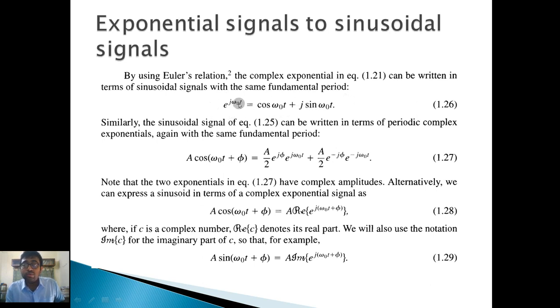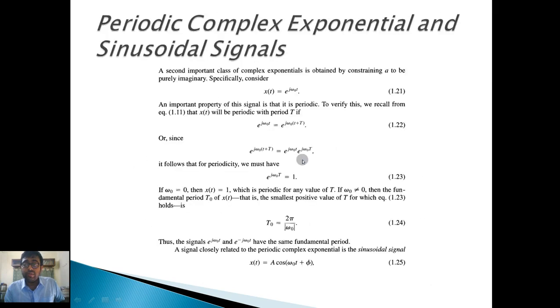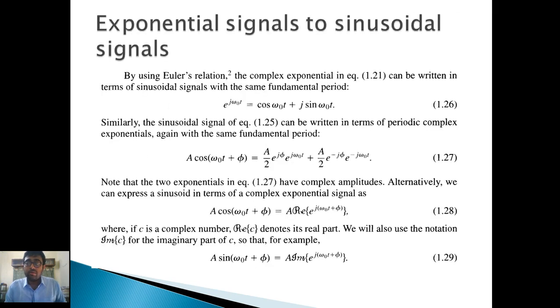We know this from the complex number system, that we can express the exponential e to the power j omega 0 t as this. And in the previous slide, what we described is that this function e to the power j omega 0 t is a periodic complex exponential signal. So eventually this periodic complex exponential signal is described as a sinusoidal signal, because this function can be expressed as cos omega 0 t plus j sin omega 0 t. Okay, let's go to the next slide.